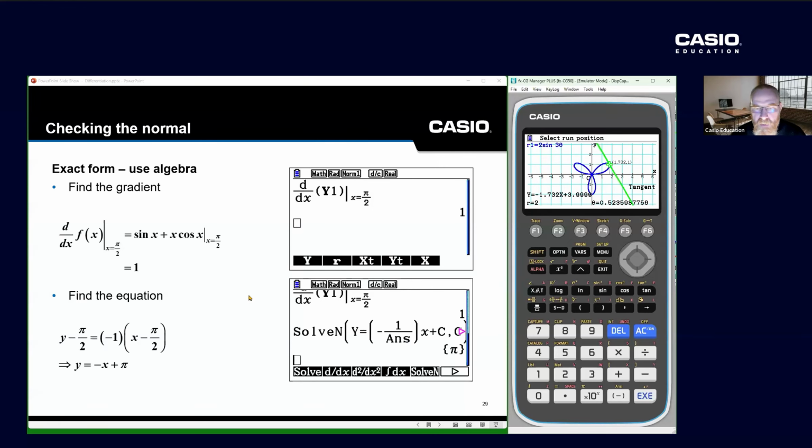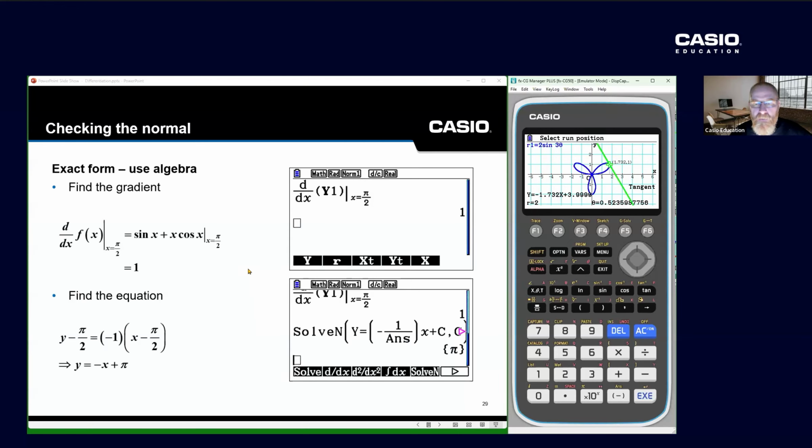Now, normally this wouldn't work because there's a y, an x, and a c, 3 unknowns in my equation. However, if you enter it carefully using the letter y and the variable x, the values of y and x are brought forward from the graph at the point pi over 2. So that's why we are able to calculate the value of c, our constant, as pi. So that's quite nice, especially if it's not such a nice value.